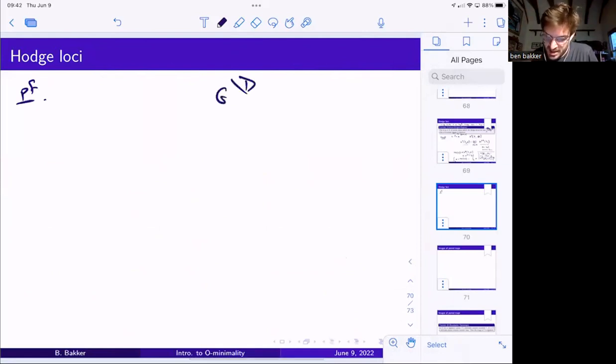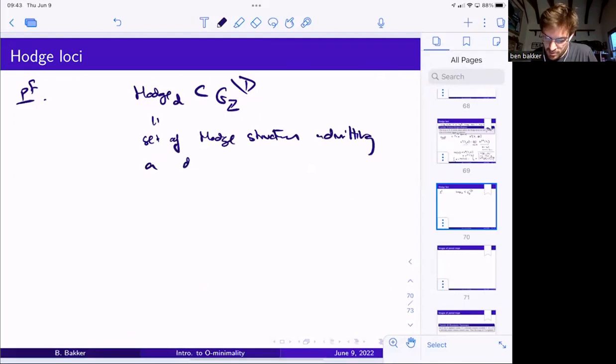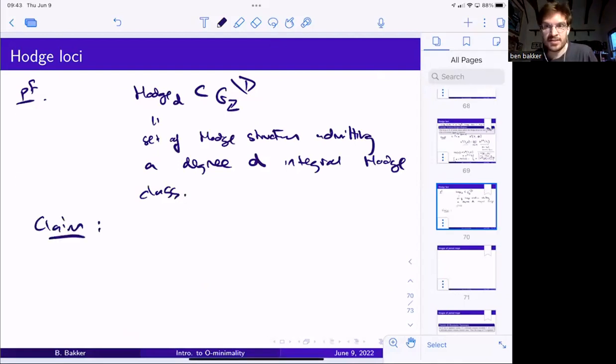in D mod GZ, we can look at the locus, the sort of universal Hodge locus. Let's say the degree D Hodge locus, which is just the set of Hodge structures admitting a degree D integral Hodge class. So the claim is that this is a definable complex analytic submanifold.